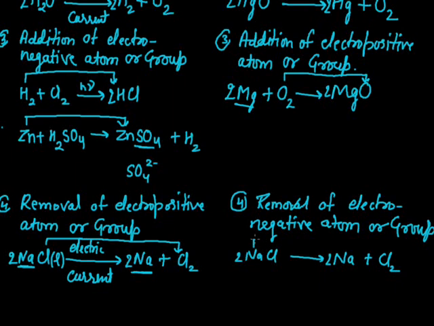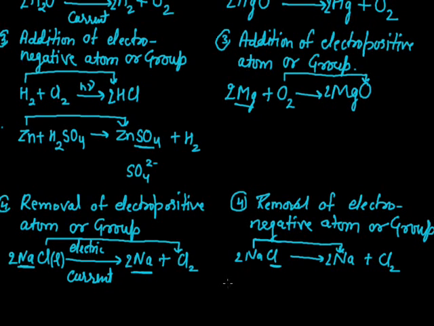an arrow from sodium to sodium. As we know, chlorine is an electronegative atom and it is attached with sodium before the reaction, but after the reaction sodium is free of the electronegative atom, or we can say that the electronegative atom, that is chlorine, has been removed from sodium chloride. So according to the definition, removal of an electronegative atom is known as reduction. So we can say that in this reaction sodium is reduced.